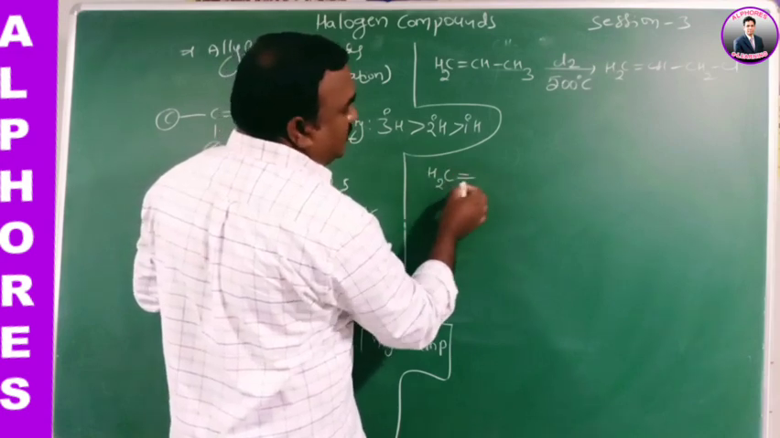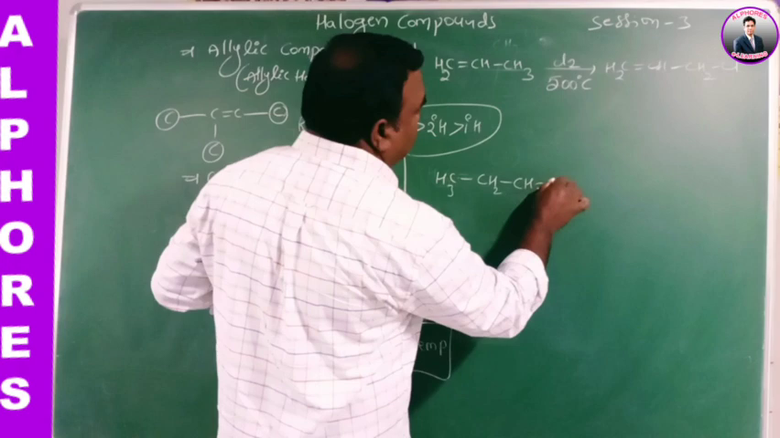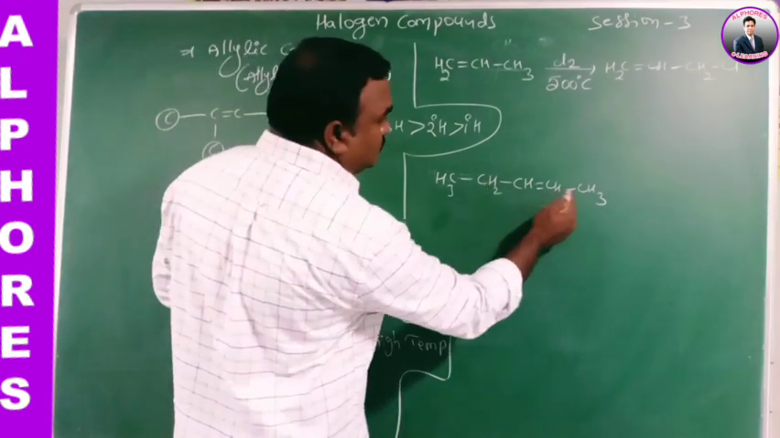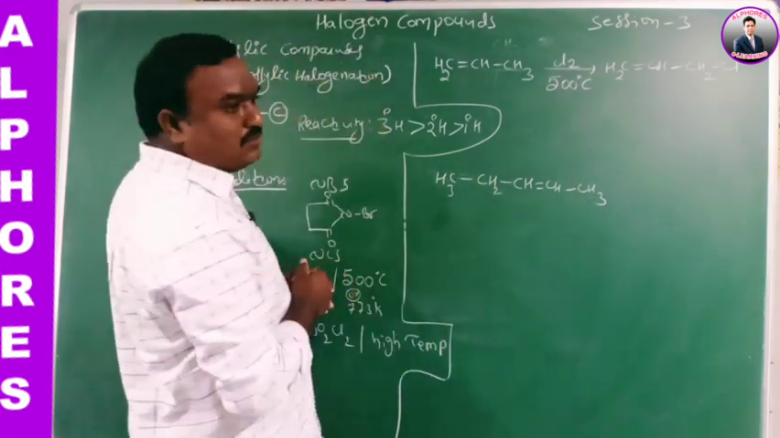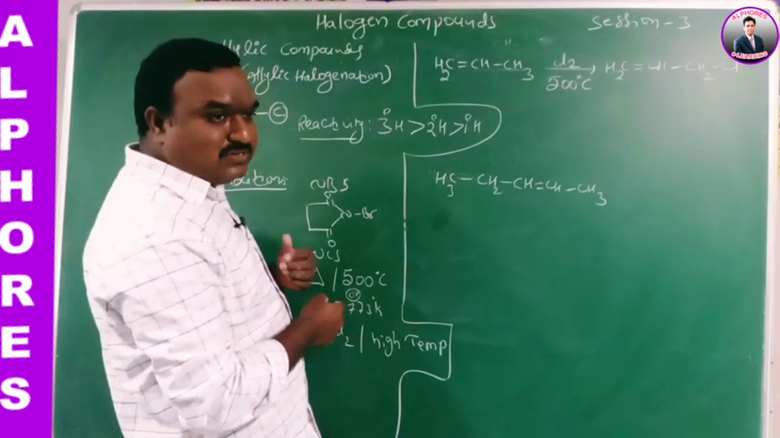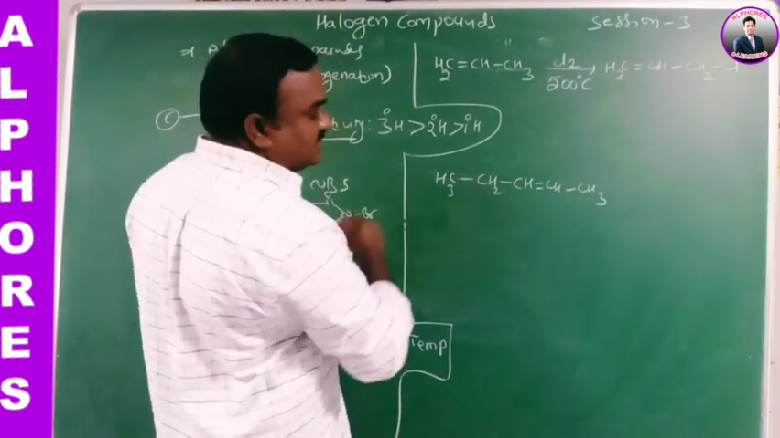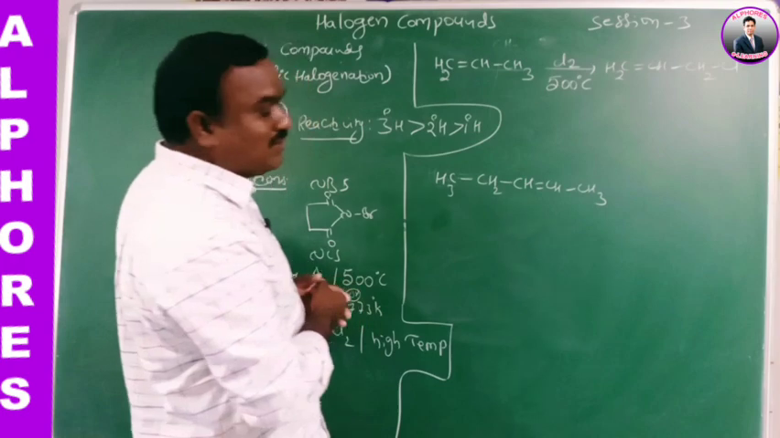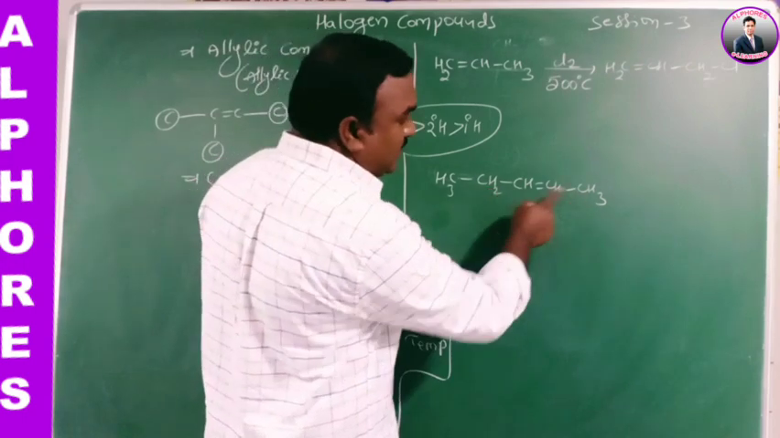For example here, CH2 double bond CH, CH2, CH double bond, CH3. How many allylic carbons? 2 allylic carbons. How many allylic hydrogens? 5 allylic hydrogens, 3 plus 2. What type of allylic hydrogens? Secondary and primary. How can you identify whether a given carbon is primary or not? One C-C bond means primary, 2 C-C bonds means secondary. Based on the connectivity, we can identify whether the carbon is primary, secondary or tertiary.